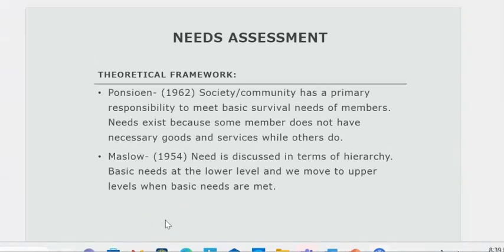Next, let's talk about theoretical framework. Two theorists were mentioned. I'm sure I'm going to get this name wrong, but Ponce-Owen. The view is that society and community has a primary responsibility to meet basic survival needs of members. Needs exist because some members do not have necessary goods and services while others do. We also have Maslow's hierarchy of needs, and in this instance, need is discussed in terms of hierarchy. Basic needs are at the lower level, and we move to upper levels when those basic needs are met.